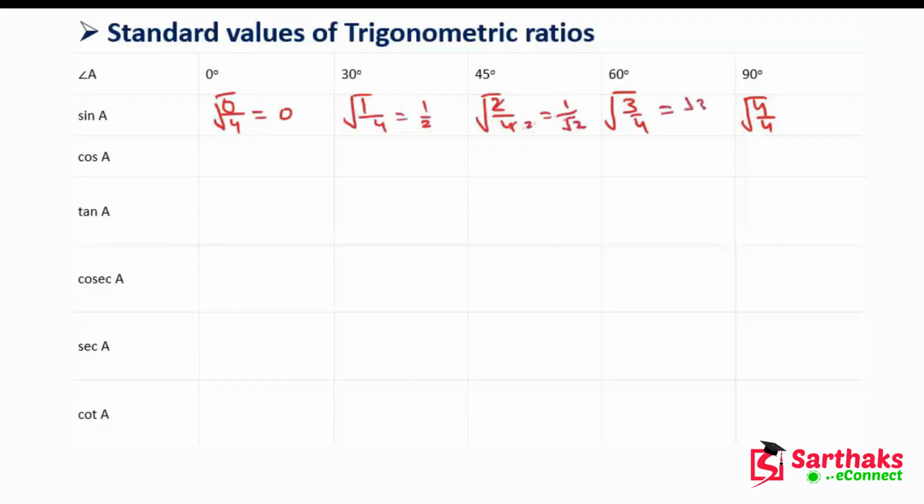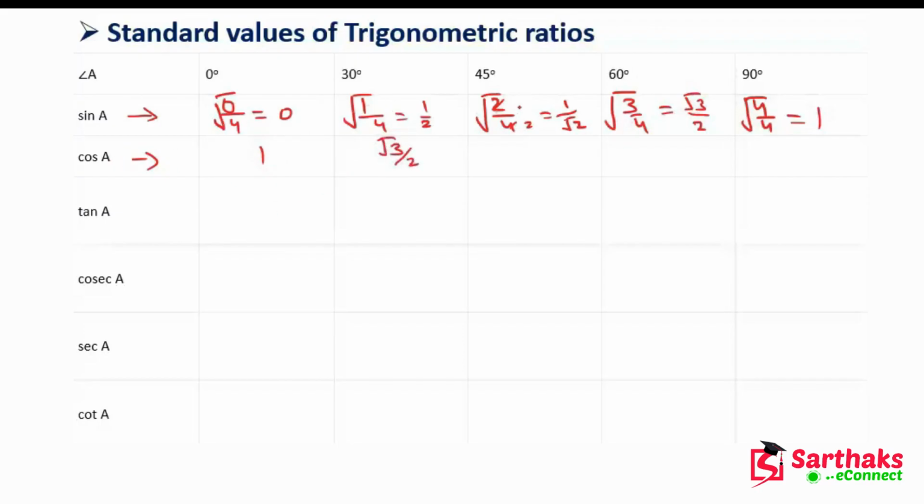This is root 3 upon under root of 4 is 2. This is 2. And this is what? 1. So these are the values of sine A. If you remember them, then you can find the rest of the ratios. Okay, how? Let's see. So the cos A is the reverse of sine, means cos 0 is equal to sine 90, means 1. Cos 30 is equal to sine 60, which is equal to root 3 upon 2.